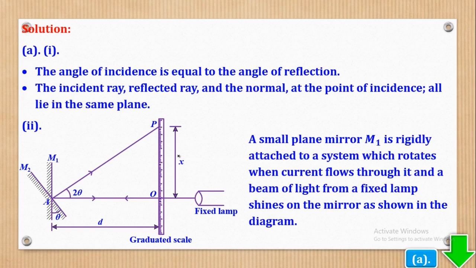So you start by saying that a small plane mirror M1 is rigidly attached to a system which rotates when current flows through it, and a beam of light from a fixed lamp shines on the mirror as shown in the diagram. So this is the beam of light which shines on this mirror M1, and this mirror rotates when current flows through the system. So before I go to the next slide, those are the marks for this slide.